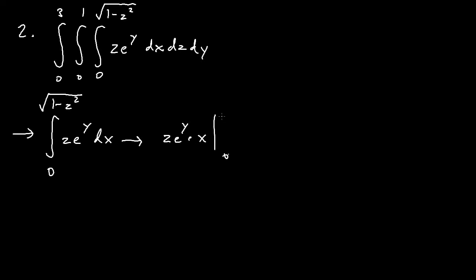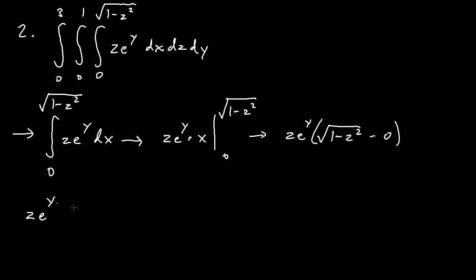Let's go ahead and evaluate that from the x bounds from 0 to the square root of 1 minus z squared. When I plug in the square root of 1 minus z squared for x, we'll get z times e to the y times the square root of 1 minus z squared, minus, when I plug in 0 for x, we'll just get 0. So then we're left with z times e to the y times the square root of 1 minus z squared.